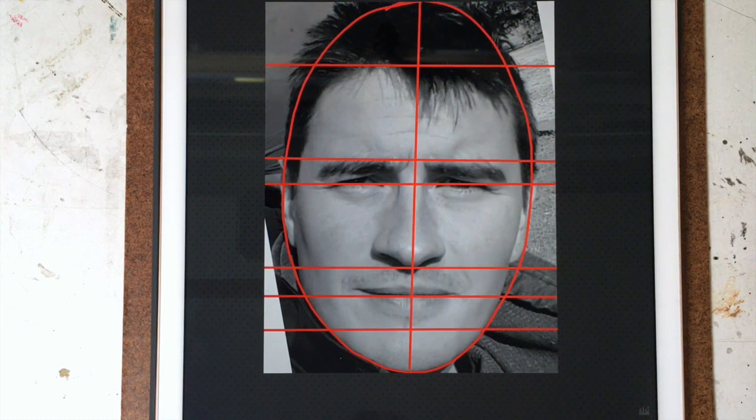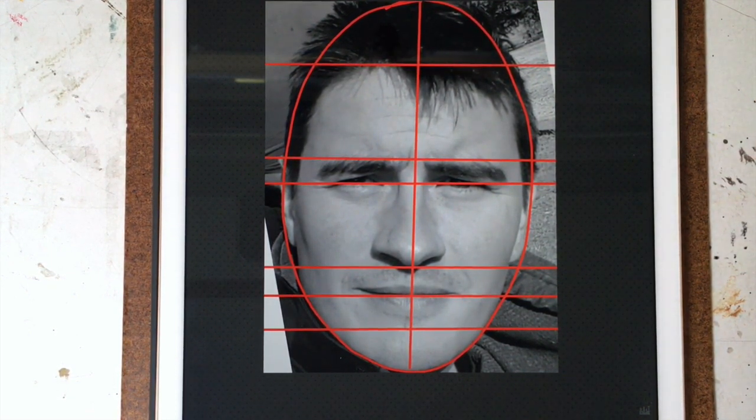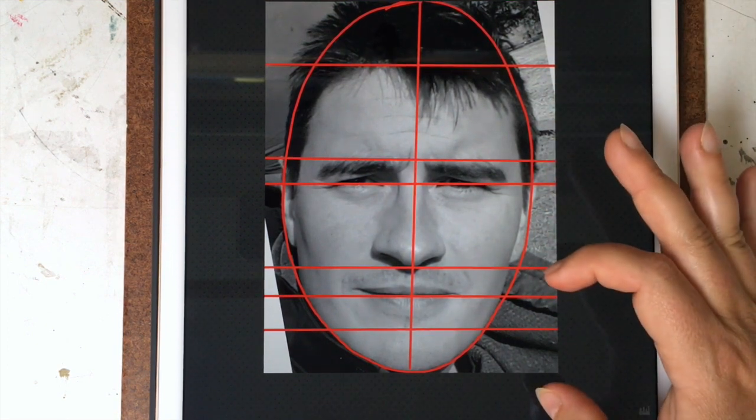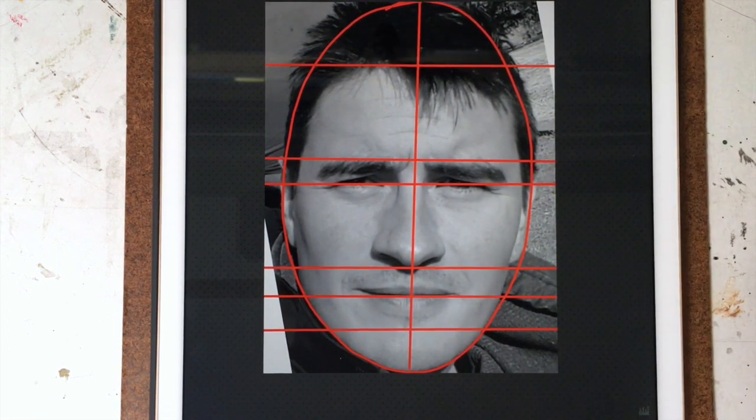Kevin's the lucky guy. He's still got all his hair. He's not got a receding hairline, but other people do, and some people shave their heads. And some people have lots of bangs. So it really depends on the hairstyle and the person. But just generally speaking, you've got these thirds here, and you've got this bottom section divided into thirds. So that gives us a general idea of where everything is.